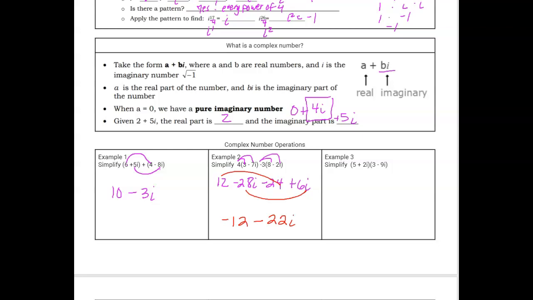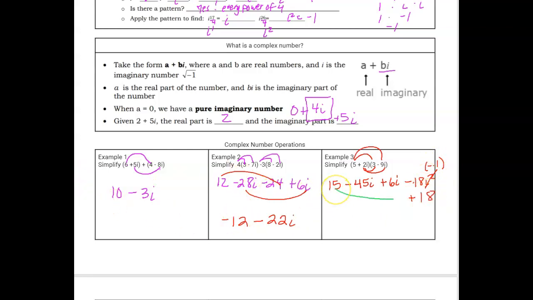So now we're going to FOIL. So remember, that means 5 times 3, 5 times negative 9i, 2i times 3, and I like to put the sign with it. And then this is the hardest one. 2 times negative 9, and then it's still i times i. So you will have to remember that i squared, by substitution, is negative 1. So negative 18 times negative 1 is positive 18. Okay?